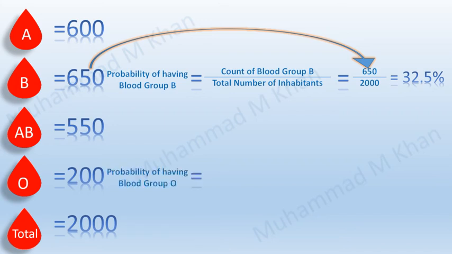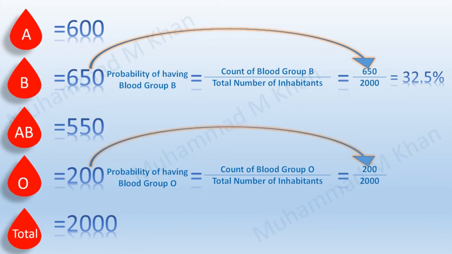Similarly, applying the same formula to calculate the probability of people having blood group O, we will put the value 200 in the numerator. The denominator will remain the same as 2000. So 200 divided by 2000 is 10%, which is the probability of people having blood group O. So this was the required solution for part B of question 8.